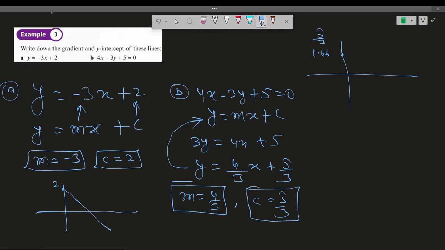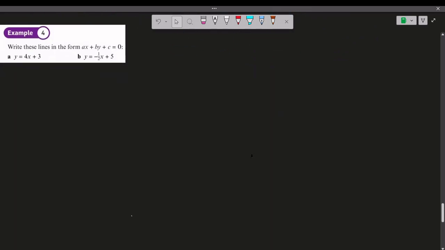That is 1.33. Gradient is positive, so the line is an inclining line like this. Okay. We have drawn the exact idea. We can definitely extend it on both sides. Okay. So this is example 3. Let us take one more.